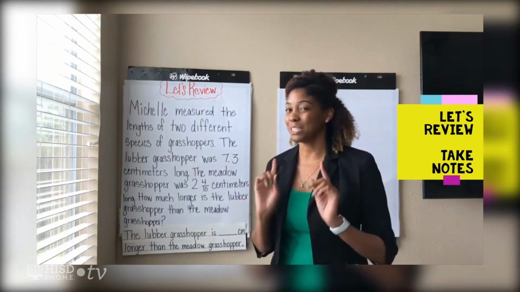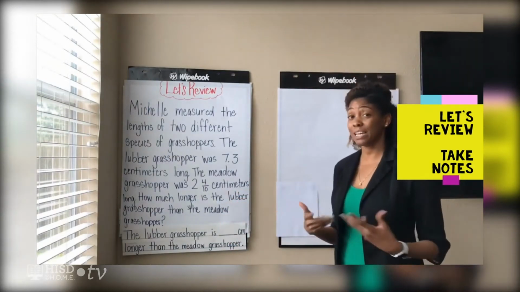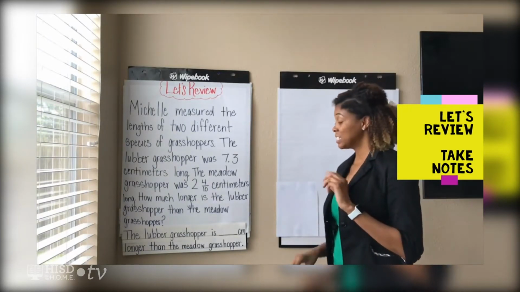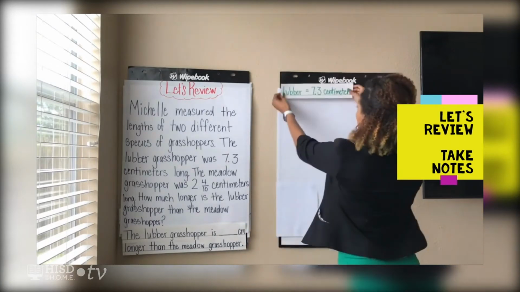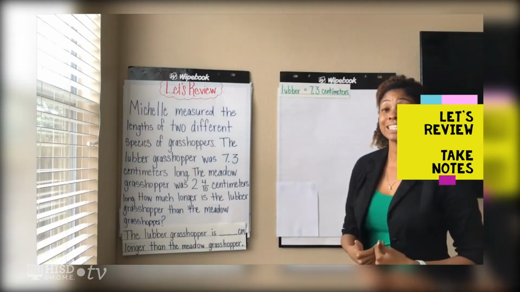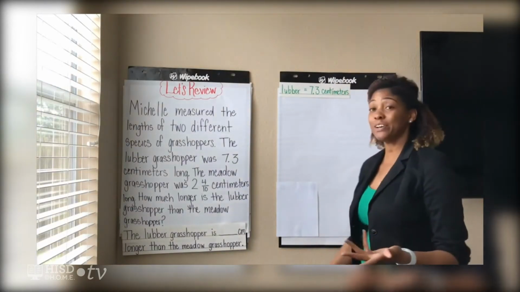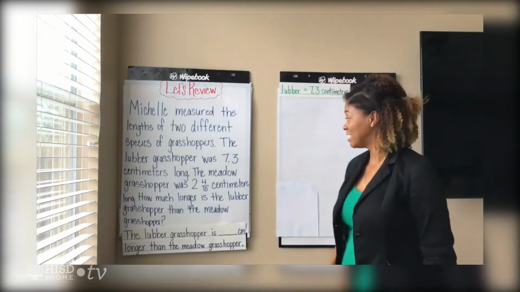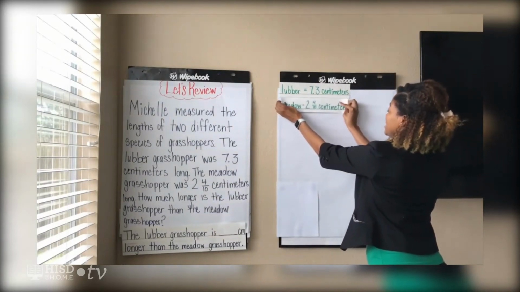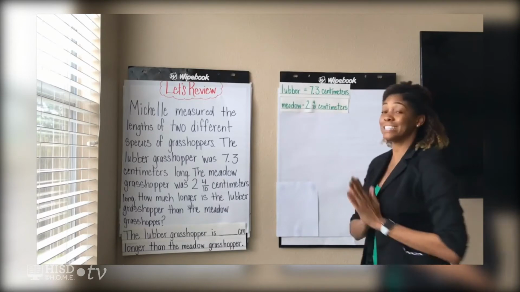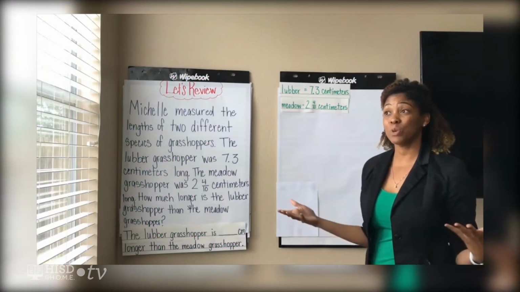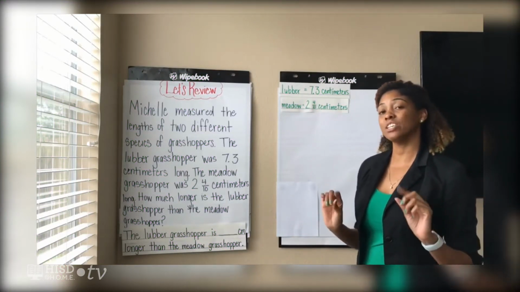Let's dive into the problem a little deeper. Let's start with pulling out that important information. One thing I know is that there's two grasshoppers. So let's talk about the first grasshopper. We know that the first grasshopper is called the lubber. And that lubber is 7 3/10 centimeters. And we know the second grasshopper is called the meadow, which is 2 4/10 centimeters. There's our two grasshoppers. But now, we're ready to represent this, but let's represent it using sentence strips.